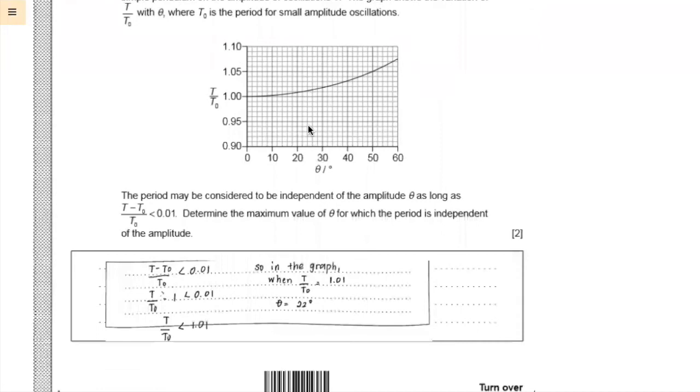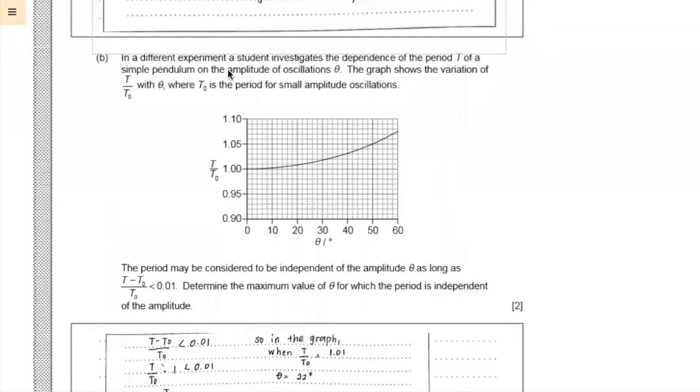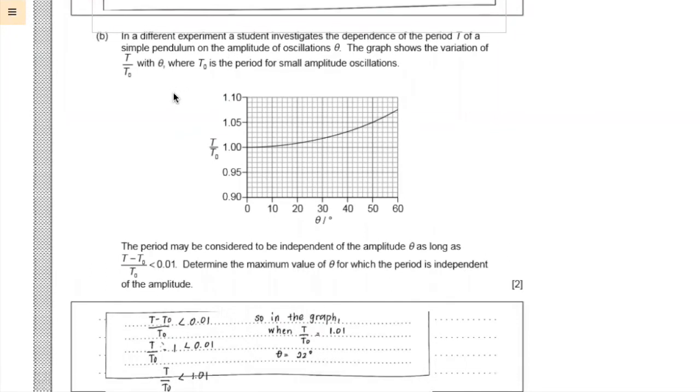Okay. Next, in a different experiment, a student investigates the dependence of the period T of a simple pendulum on the amplitude of oscillations theta. The graph shows the variation of T over T sub 0 with theta, where T sub 0 is the period for the small amplitude oscillation. So you can see here that this is theta and this is T over T sub 0. The period may be considered to be independent of the amplitude theta as long as T minus T sub 0 over T sub 0 is less than 0.01.